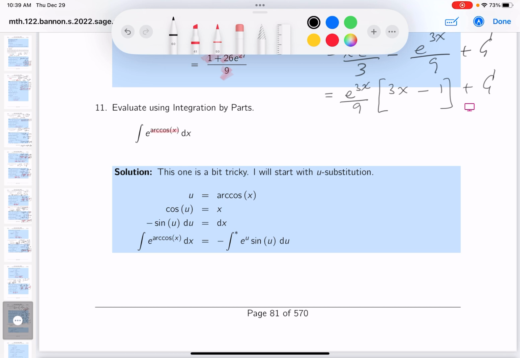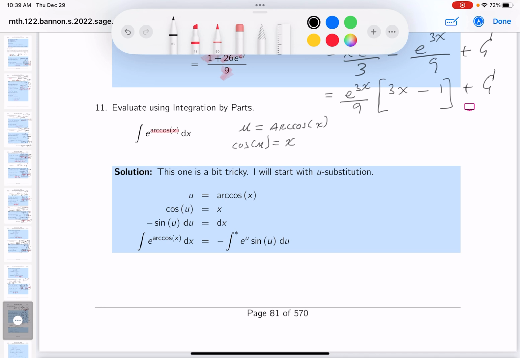And I would probably say, no, I'm not going to do parts first. I'm just going to see if I can rewrite this so it looks like parts are more appropriate or easier for me. So I'm going to say u is equal to arc cosine of x. All right? So one thing you do there is it's fine to write that down. And then I could probably write down cosine of u would be equal to x.